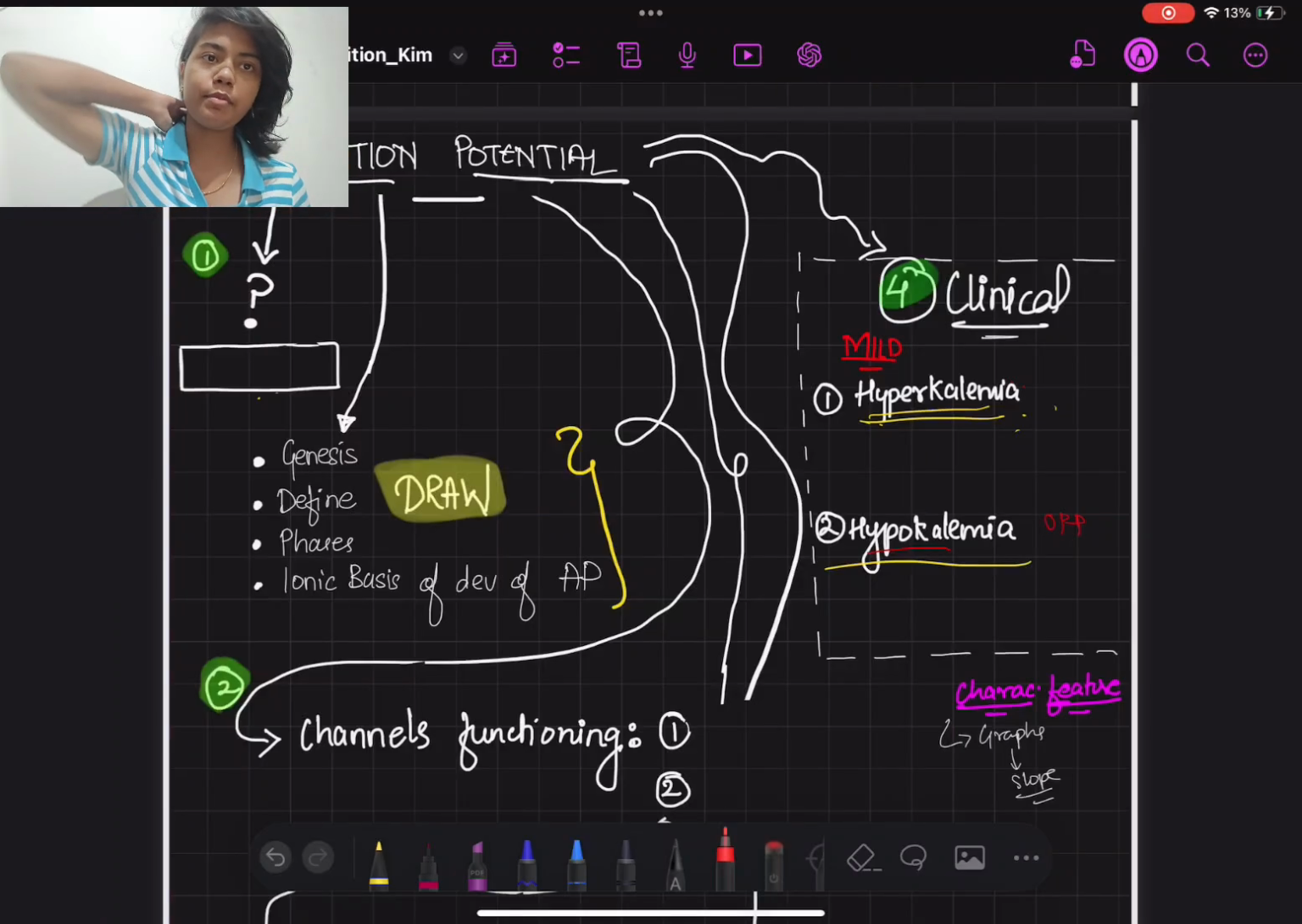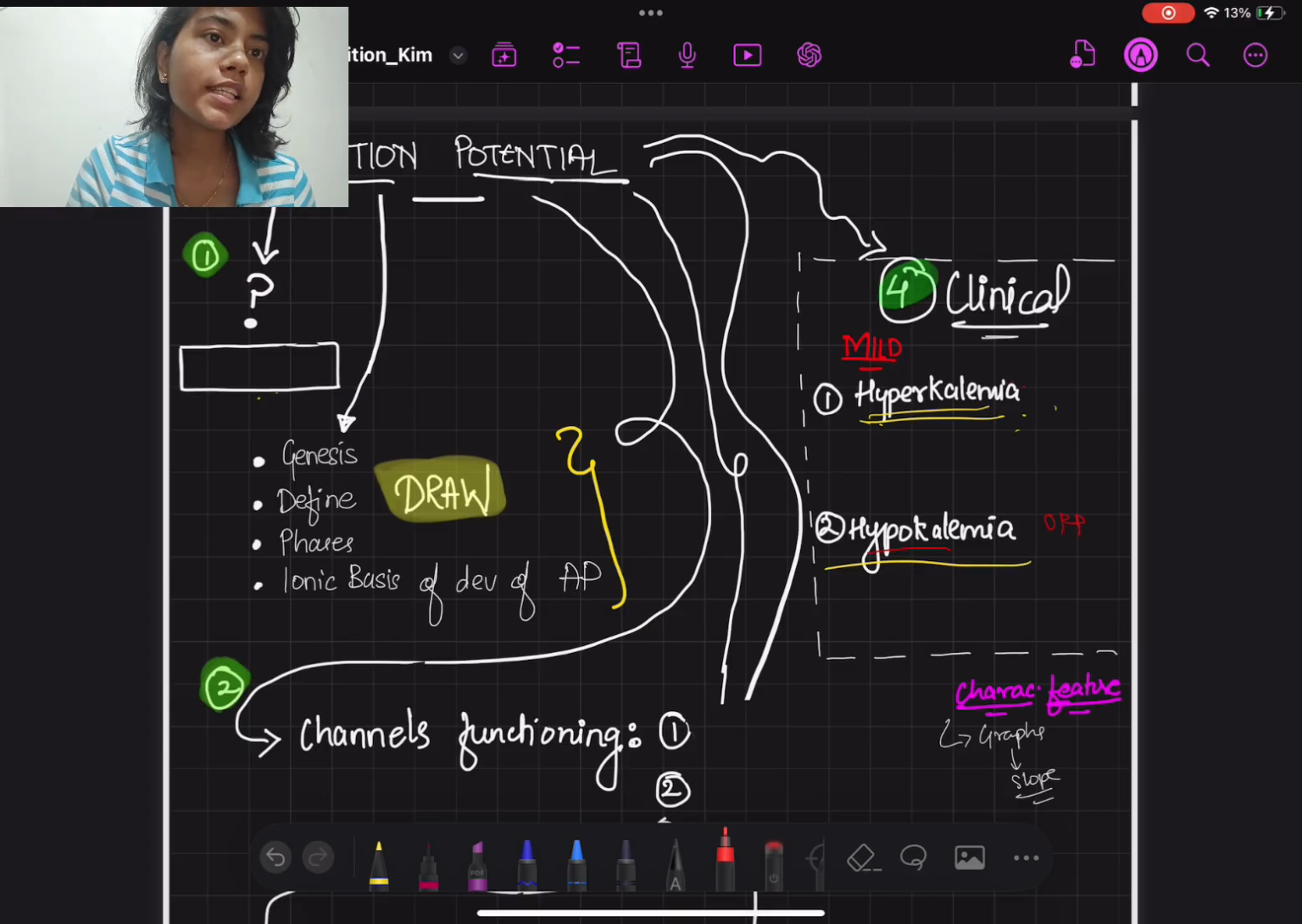Last video was about resting membrane potential, okay? What was resting membrane potential? When the cell was not conducting any impulse. Action potential, on the other hand, means a stimulus has come, so now the neuron will conduct the impulse.